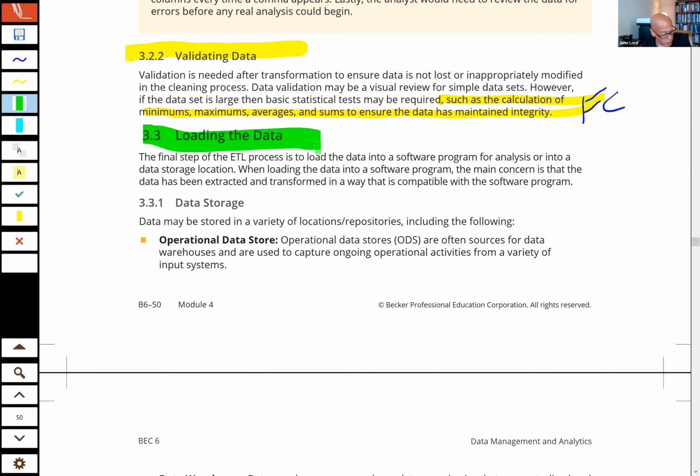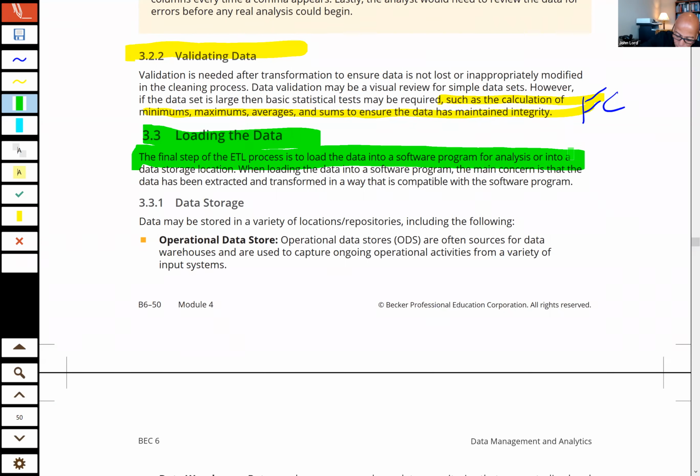So anyway, you come over and we talk about loading the data. Okay, so the final step of the ETL is to load the data in the software program for analysis into a data storage location. When loading the data into the software program, the main concern is that the data has been extracted and transformed in a way that is compatible with the software. Okay, so go ahead and flashcard that.